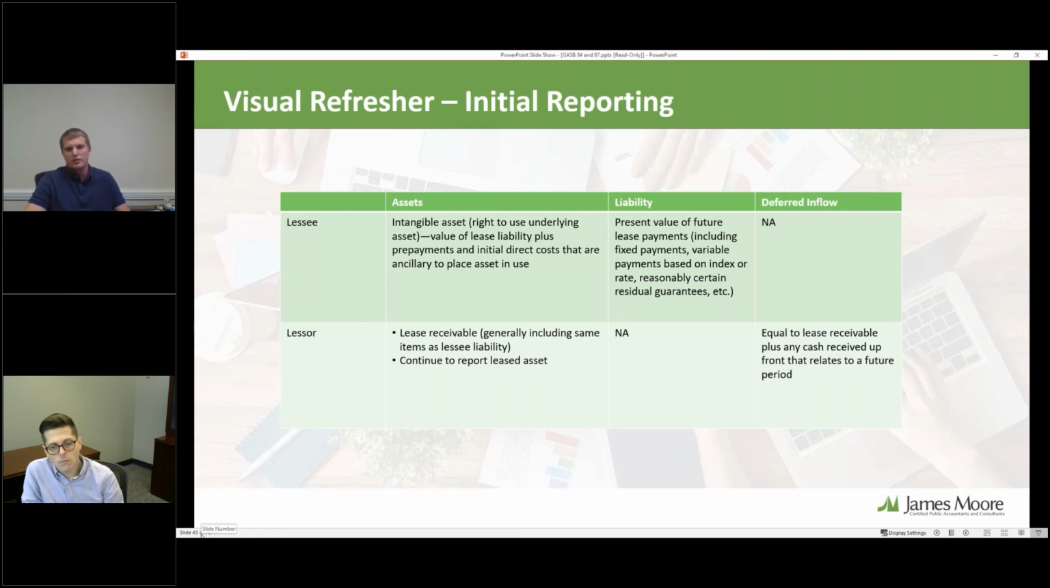On the lessor side, looking at assets, the lessor is going to recognize a lease receivable, which is generally including the same items that are included in the lease liability. Once again, the lessor is going to continue to report the leased asset. They're not going to recognize anything on the liability side for the lessor, but they are going to recognize a deferred inflow, which is going to be equal to the lease receivable plus any of that cash that was received up front that's related to a prepayment of a lease.